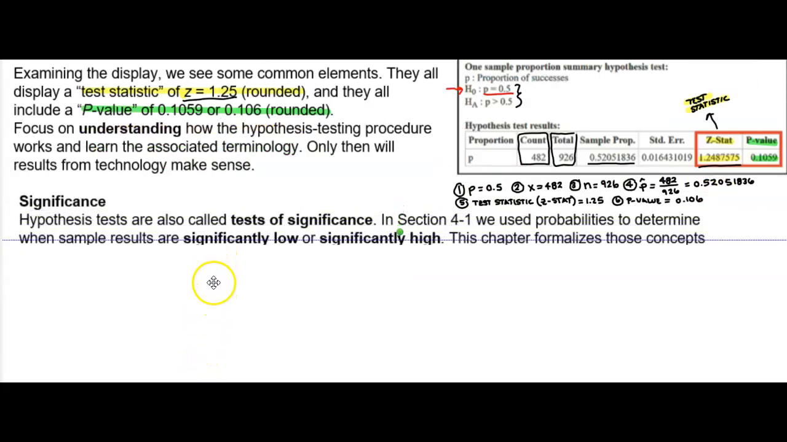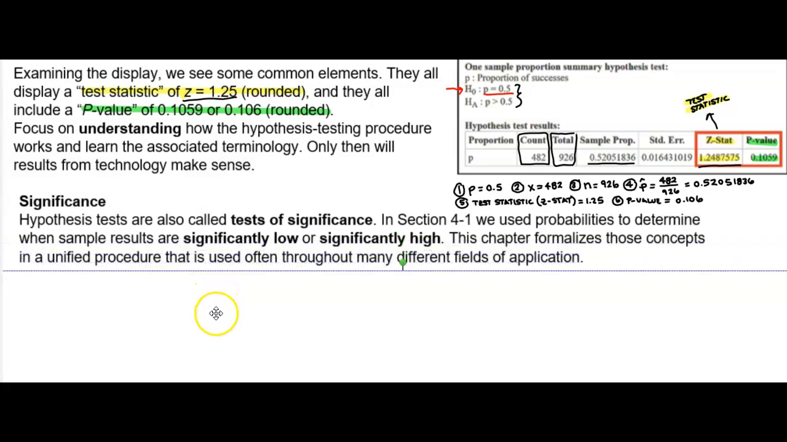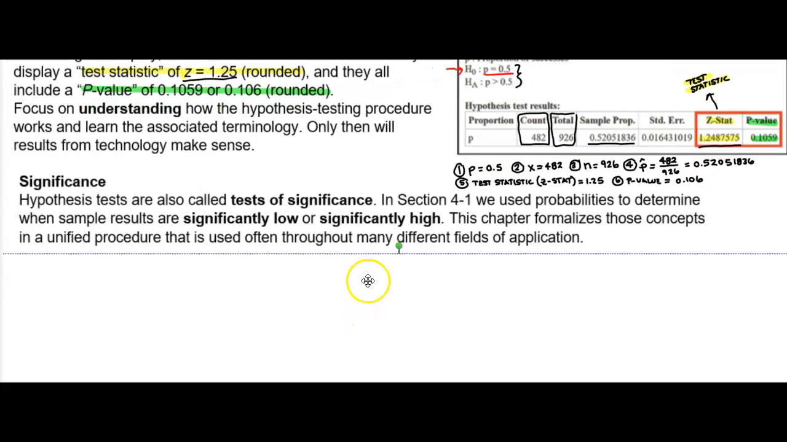Now, significance. Hypothesis tests are also called tests of significance. In section 4.1, we used probabilities to determine when sample results are significantly low or significantly high. This chapter formalizes those concepts in a unified procedure that is used often throughout many different fields of application.